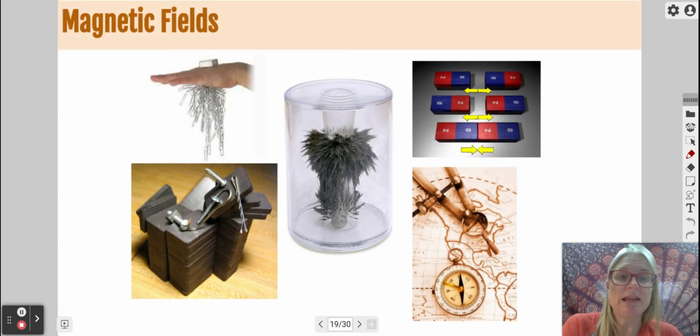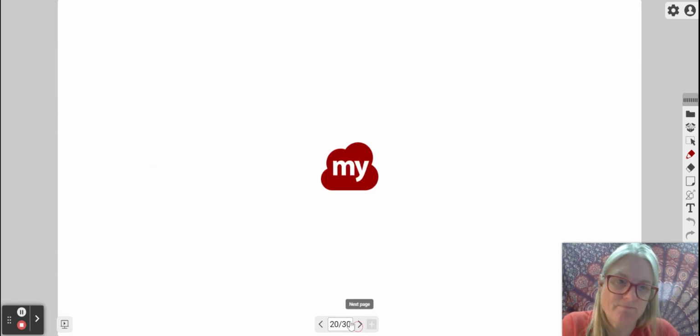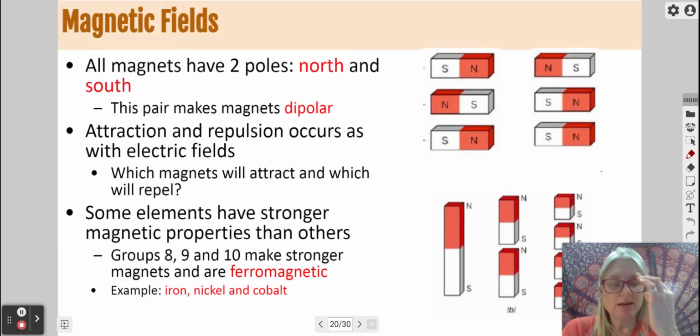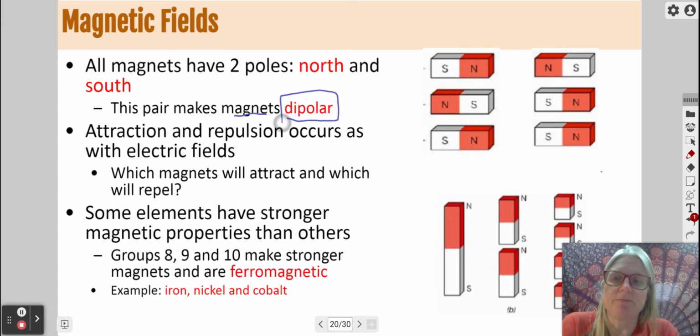So we're moving on to magnetic fields now. All magnets have two poles. They have a north and a south end. And this pair makes magnets dipolar. Polar means an end or a charge, and di means two ends, dipolar. So the attraction and repulsion occurs similarly to electric fields.